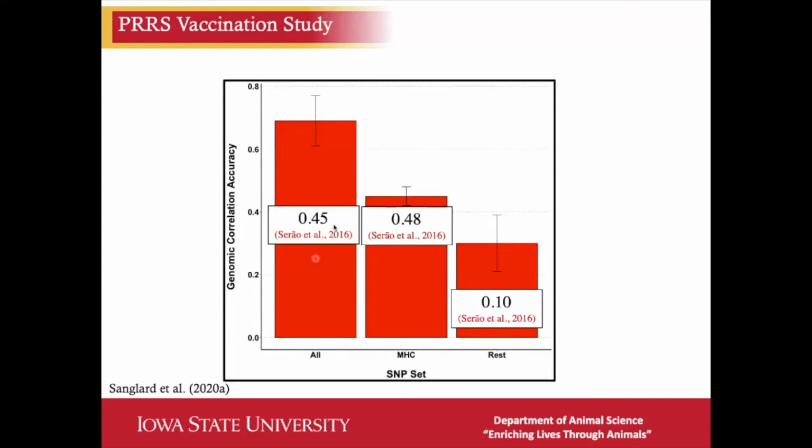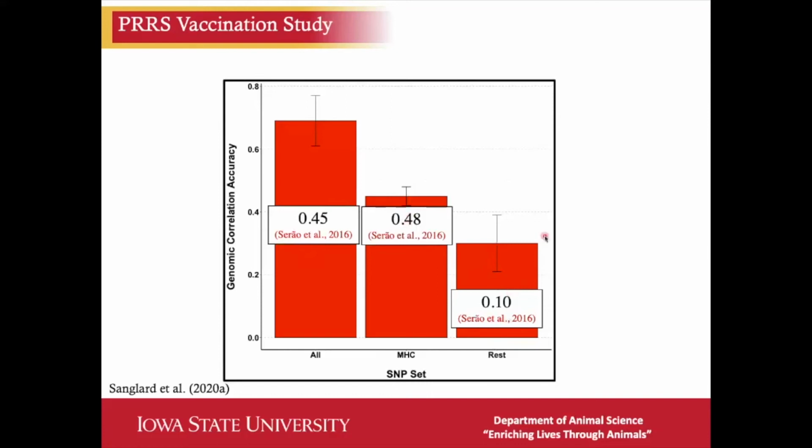Actually, in the previous results, we got about 0.45 using all the markers. In this study, we got about 0.7 using all markers. Before, we got about 0.48 using only the MHC. This one was about the same. And before, we got only 0.10 accuracy using the rest of the genome. This one we got greater.